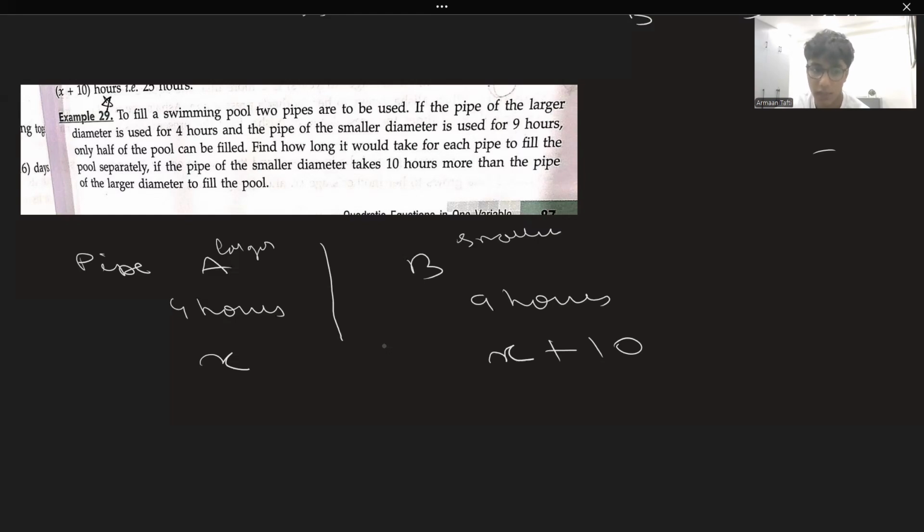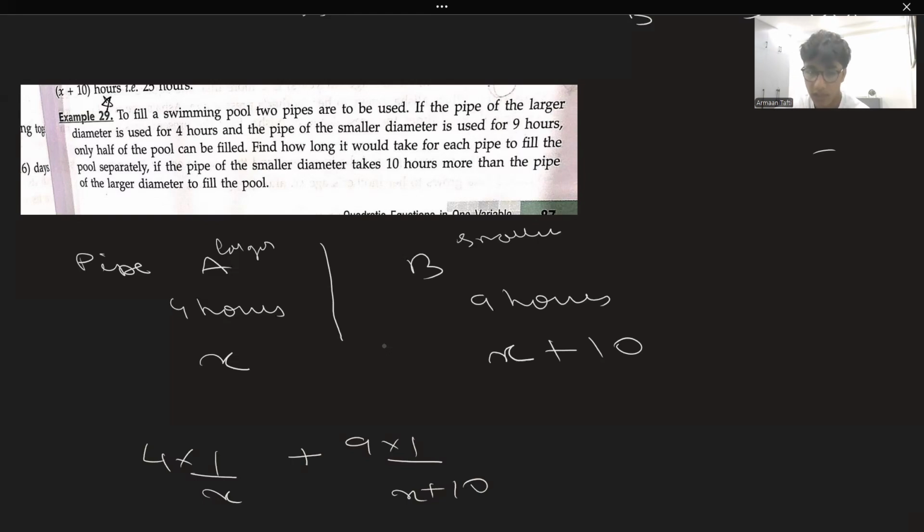Okay, so work done in 1 hour is 1 by X for pipe A, and work done in 1 hour for pipe B is 1 by X plus 10. Now they say I use this for 4 hours. So work done in 4 hours is 4 times this. Work done in 9 hours is 9 times this. And now they told us once I add these two, only half the total work is done.